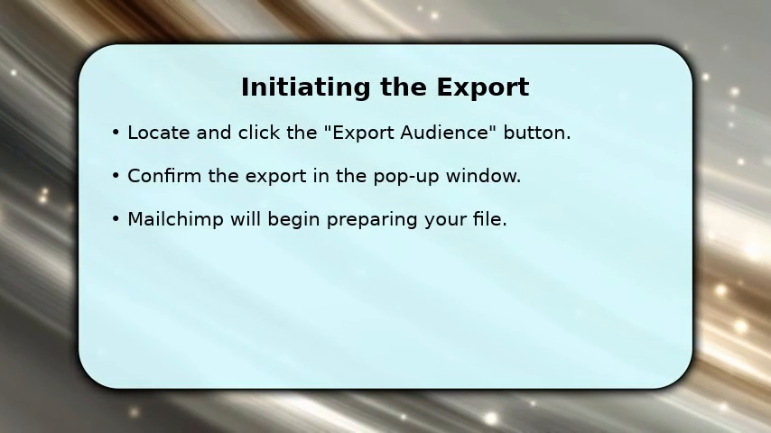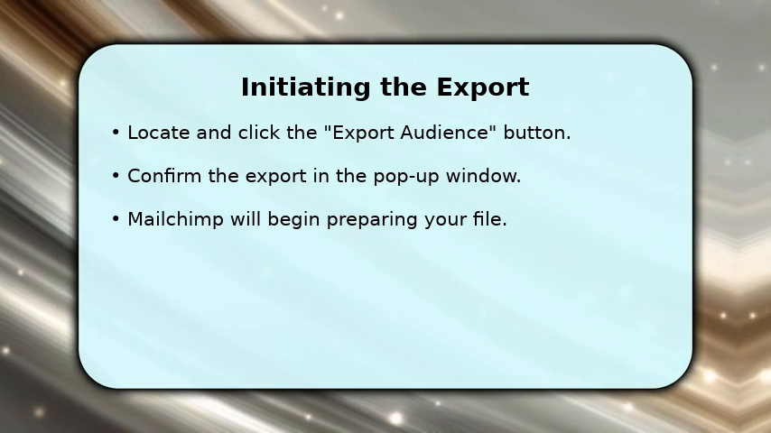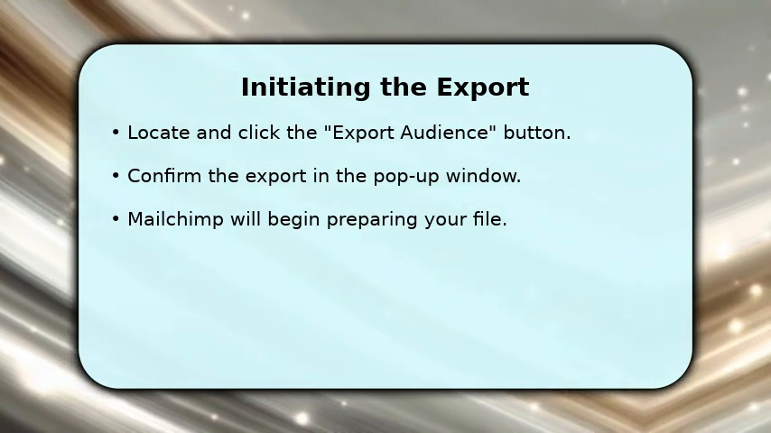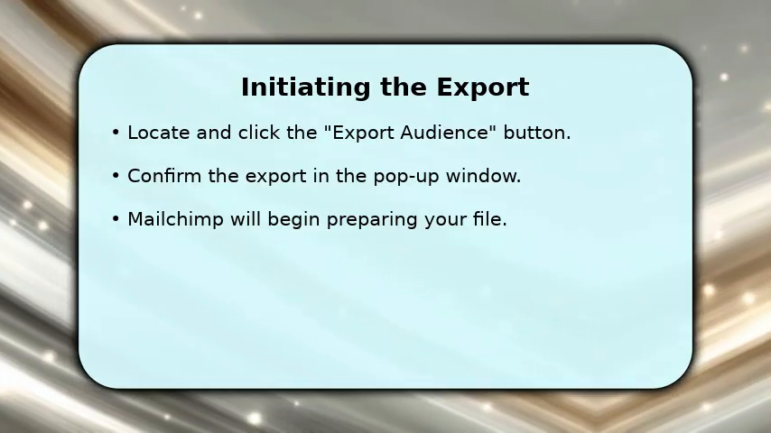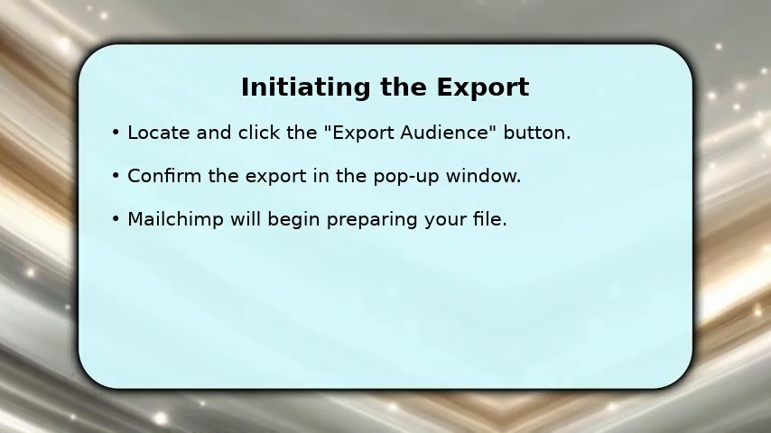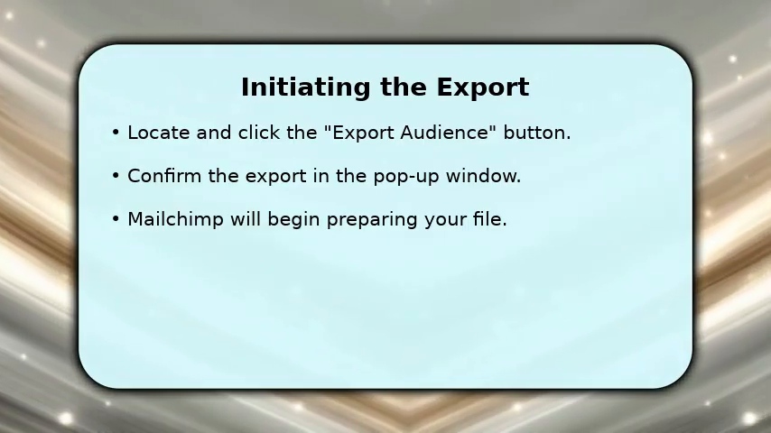Next, you'll initiate the export process. On the All Contacts page, find and click the Export Audience button. A pop-up window will appear, asking you to confirm the export. Click Confirm Export to proceed. Mailchimp will then start preparing your contact information for download, which usually takes just a few moments to complete.